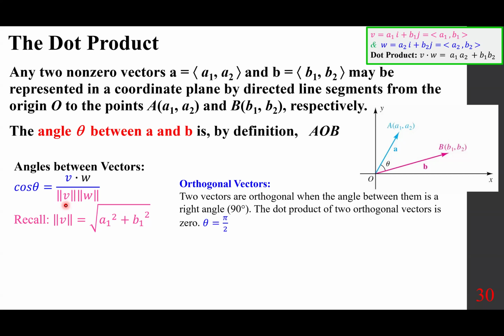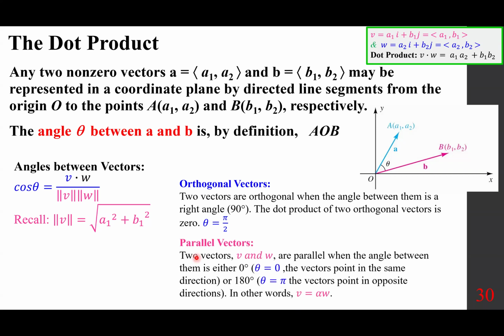Orthogonal vectors. Here's the definition. Two vectors are orthogonal when the angle between them is a right angle, or 90 degrees. The dot product of two orthogonal vectors is 0 because theta equals pi over 2. Remember, cosine of pi over 2 is 0, so the numerator must be 0. In essence, you remember two lines are perpendicular, they make a 90-degree angle. Orthogonal is equivalent to perpendicular, but for vectors. Perpendicular discusses lines; orthogonal is about vectors.